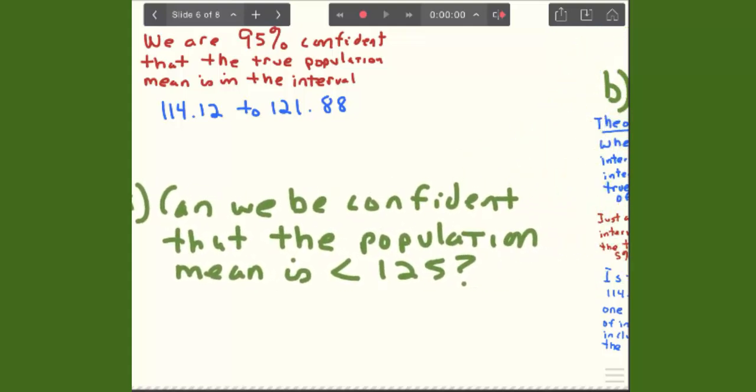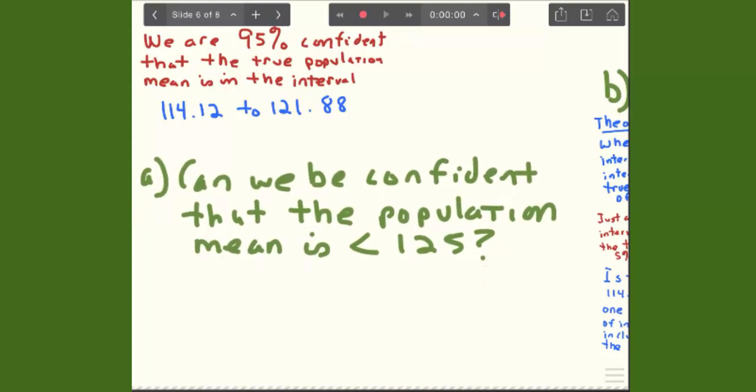Okay, so can we be confident on the basis of this interval that the population mean is less than 125? The answer is yes, because the entire interval is less than 125. All of the values in the interval are less than 125. Therefore, we can conclude or be confident that the population mean is indeed less than 125.